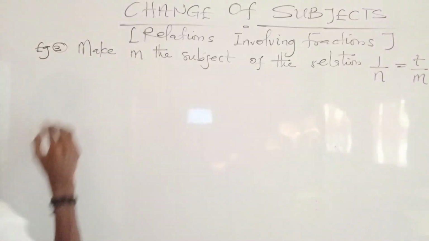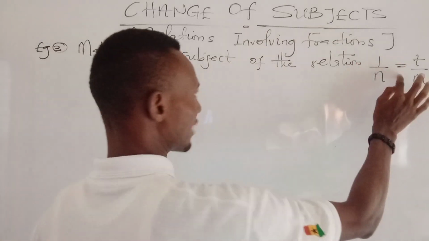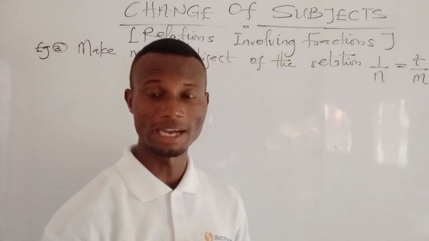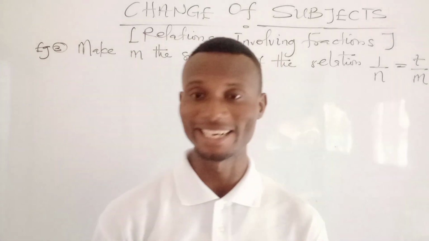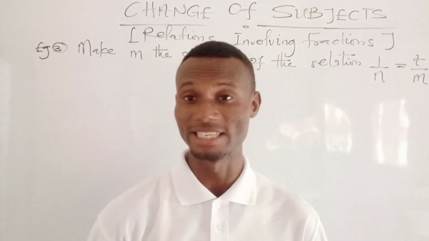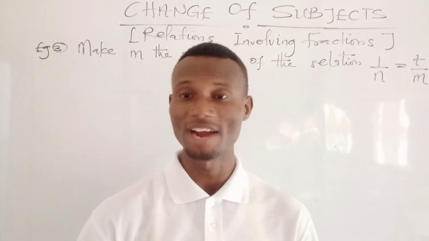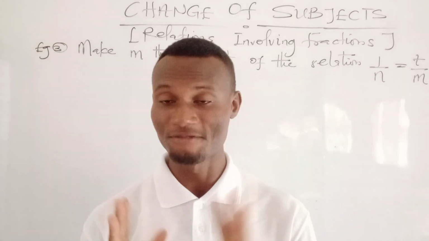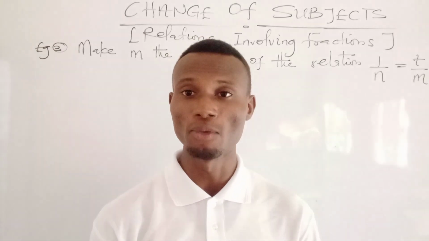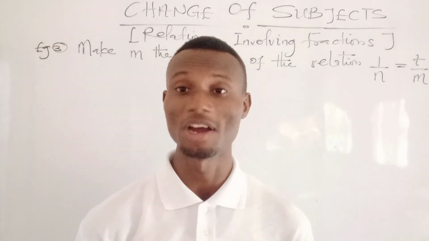So example 3, it says make m the subject of the relation 1 over n equals t over m. Okay, so we are being asked to make m the subject. It means we should make m stand alone in the given equation. I've explained to you that when they ask you to make something the subject of a given equation, it means make that thing stand alone. So everything which is attached to the particular variable that they are asking you to make the subject, you are going to move it away so that that variable can stand alone in the given equation. And that is you making a particular variable the subject.